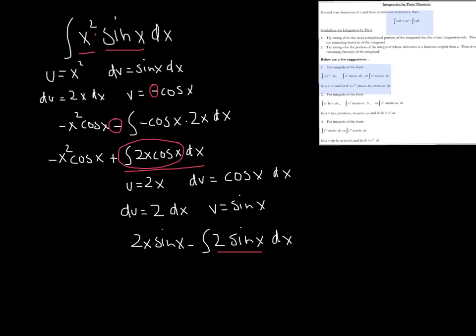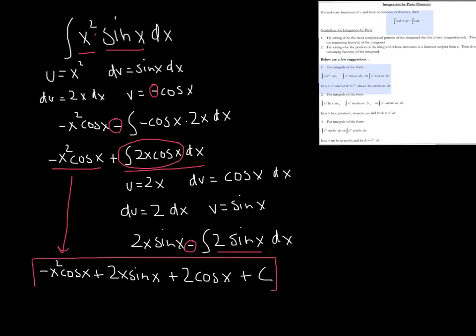First, let's make sure we don't forget about that part. So we're going to bring that all the way down, and that's going to be negative x squared cosine of x and plus 2x sine of x. And then if we integrate sine of x, once again, we get negative cosine of x. And so that negative is going to change this negative in front of the integral to a positive. And so that's going to end up giving us positive 2 cosine of x. And once again, this is an indefinite integral, so you need a plus c on your answer, and that is the answer for this problem.